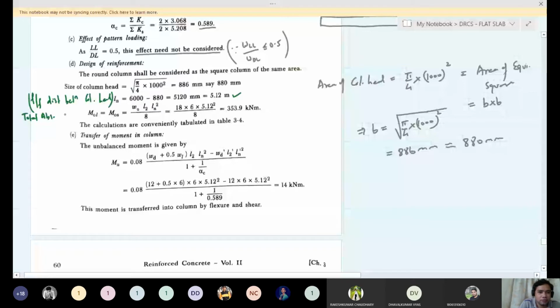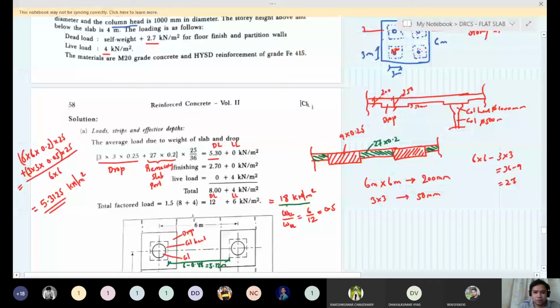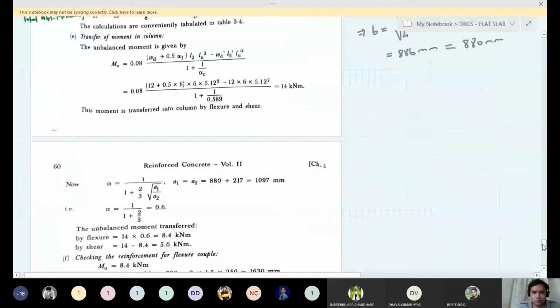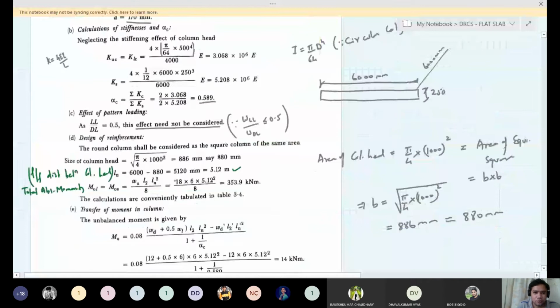Now here along the long direction as well as the short direction it is the same because the widths of the panels are the same. So it will be w l2 ln square by 8. Here the total load wu is 18 kilonewton, the sum of the dead load plus live load. So it is 18 into the width transverse to the direction under consideration, that is 6 meter, and ln square, that is 5.12 square, divided by 8. So this is your total absolute moment.